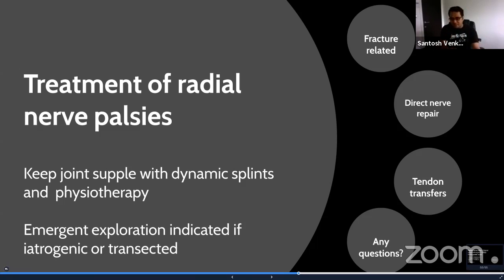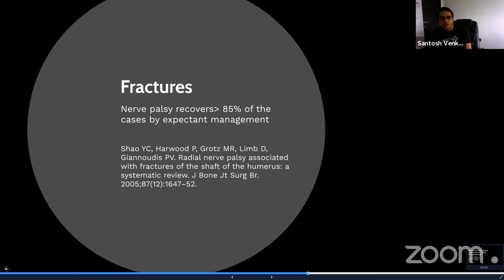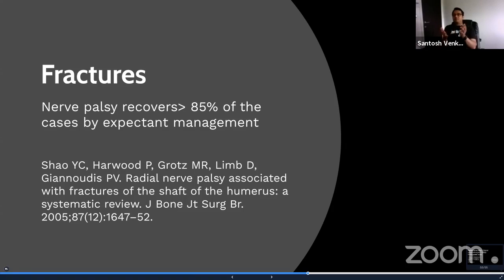As I said before, emergent exploration is indicated if there is a transection or an iatrogenic damage. Fracture per se, let's say somebody comes in with a mid-shaft transverse humeral fracture and the radial nerve palsy, or even somebody with a middle and lower third humerus fracture, the majority of it, more than 8 to 9 times out of 10, tend to be neuropraxia, and that's what literature has shown, and they do tend to recover as long as you monitor them and make sure they're okay. So a radial nerve palsy at the time of injury with an associated fracture is not an indication per se to explore the radial nerve.